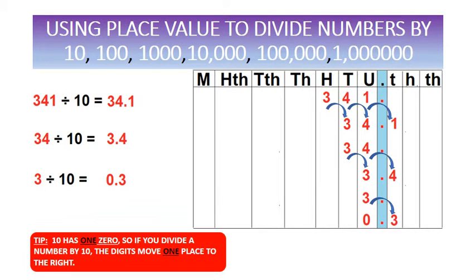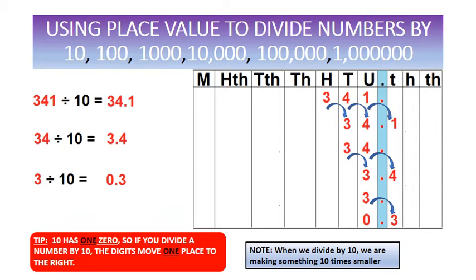So there's a tip here, and that is a 10 has got 1 zero. So if we're dividing by 10, we move the digits 1 place to the right. So 1 zero, 1 place to the right. And there's something else to note here, that when we divide by 10, the answer will be 10 times smaller than the original number. So if we look at the first one, 34.1 is 10 times smaller than 341.